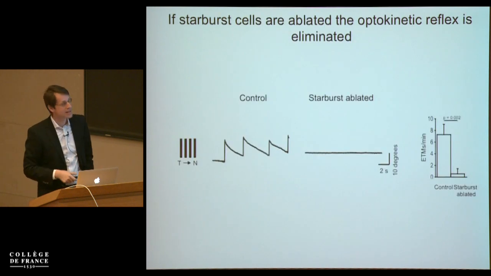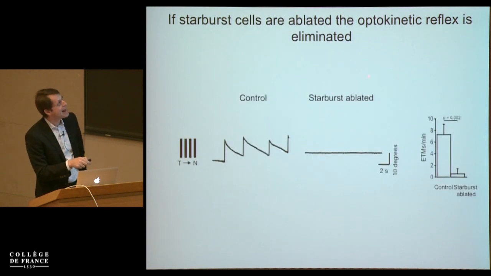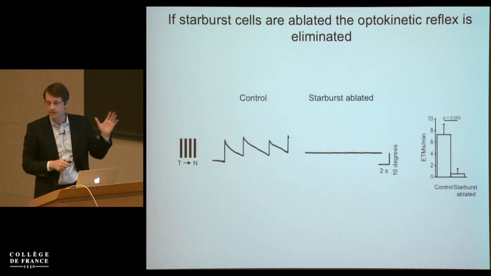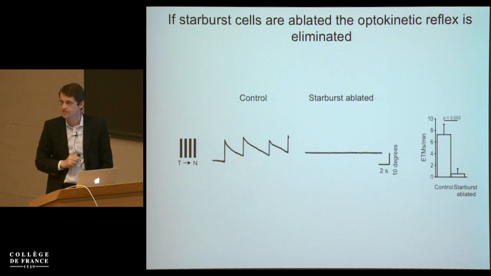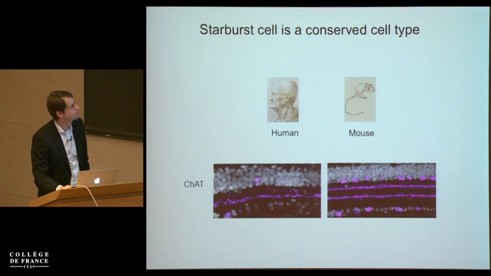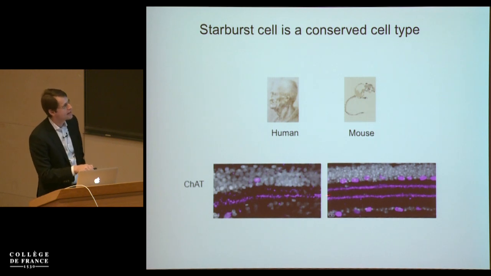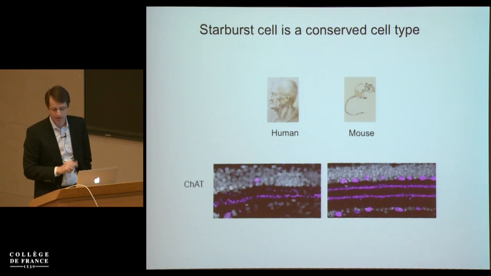And I can just preview very simply with an experiment: if I eliminate starburst cells from the retina, here is now the optokinetic reflex, now measured here looking at eye motion. So this is a slow follow of the trees, and you jump back and slowly follow and jump back. If I eliminate them, there is no optokinetic reflex. And a reminder of the conservation: both human and mouse have these starburst cells in the retina.